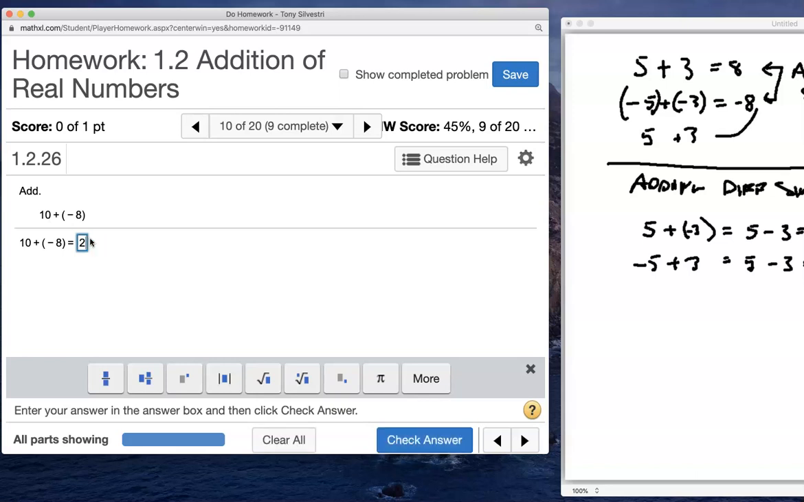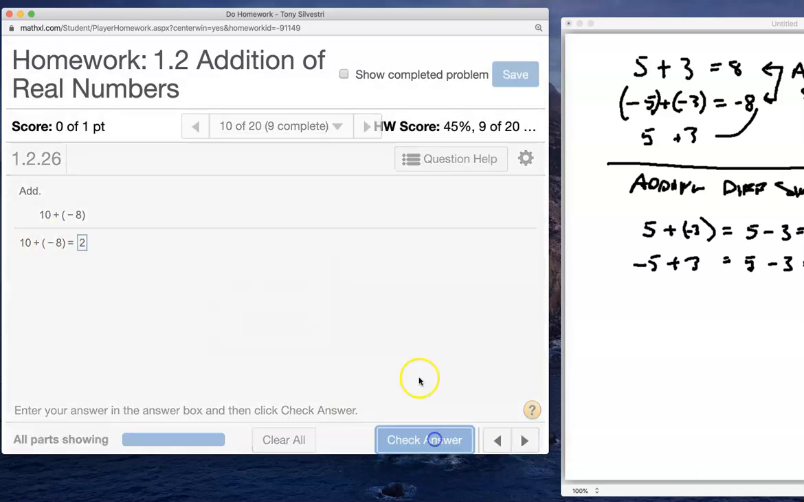2. Absolute value of 10, absolute value of 8. Different signs. We're going to subtract, 10 minus 8 absolute values gives you 2. The sign of the bigger absolute value is positive. That's the answer, 2. Halfway done.